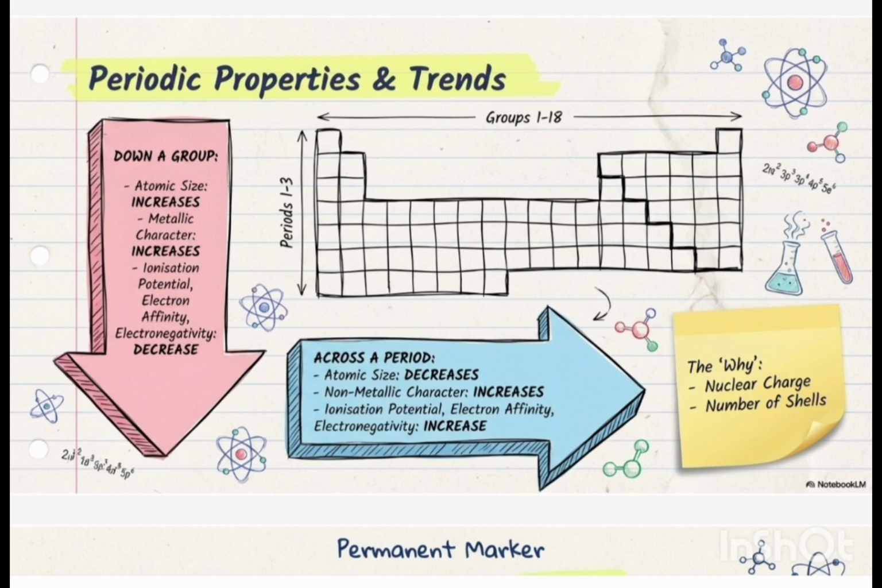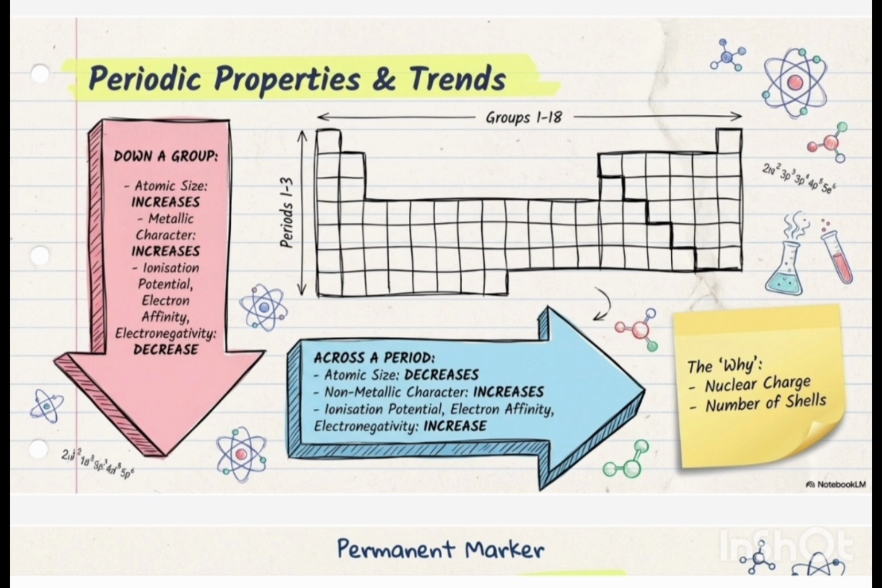Because of this, metallic character generally increases down a group, while properties like ionization energy, electron affinity, and electronegativity tend to decrease. Across a period, the trend is different. The atomic size gradually decreases because the nuclear charge increases and pulls the electrons closer to the nucleus. As a result, elements become less metallic and more nonmetallic. Ionization energy and electronegativity also increase across a period. These trends help explain why different elements react in different ways.